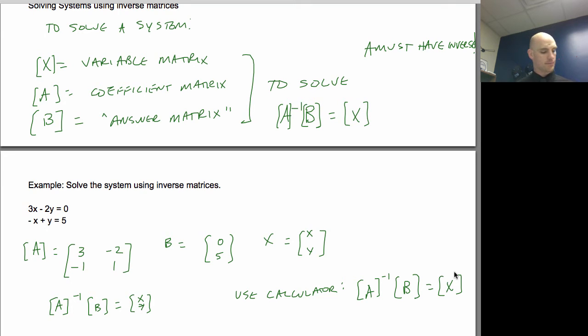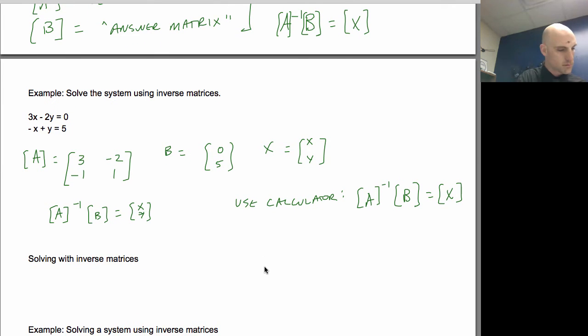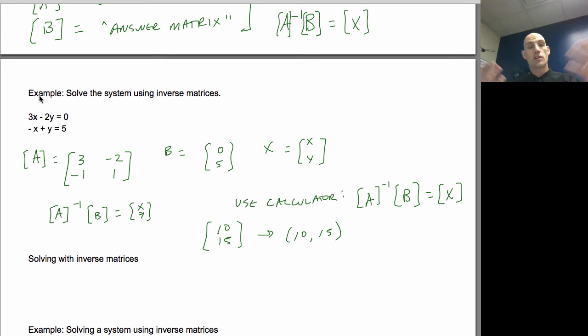And when I do all that, I plug in my matrices and find out what's going on. I get this matrix on the other side: (10, 15). So my answer is 10, 15. That is where they intersect. I can plug that back in, and I can see that 3 times 10 minus 2 times 15 is 0, and -10 plus 15 is equal to 5. So my solution makes sense.